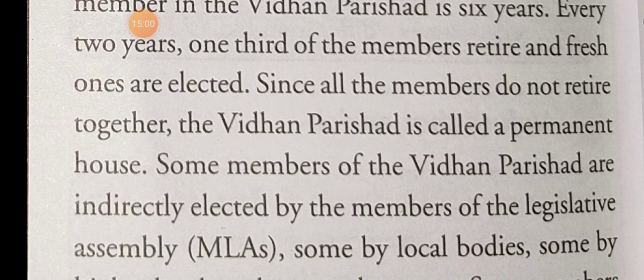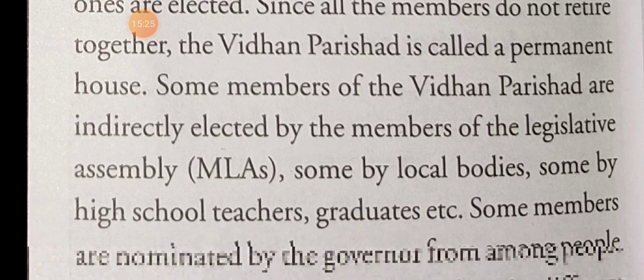Every 2 years 1/3 of the members retire. हर 2 साल में 1/3 member retire होते हैं. Next 2 years में again 1/3 member. In the next 2 years again 1/3 member. So all the members do not retire together. That's why the Vidhan Parishad is called a permanent house.